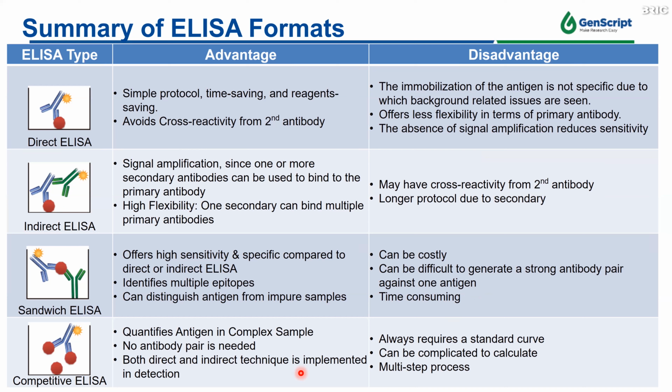For the competitive ELISA, it is useful to quantify antigens in complex samples. It does not require antibody pairs. However, the weakness of this type of ELISA is that it always requires a standard curve to verify the outcome, and sometimes it is hard to measure and requires a multiple step process.